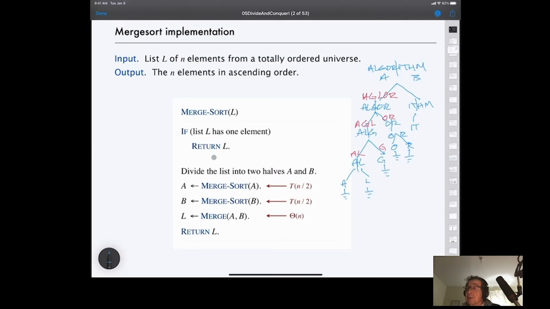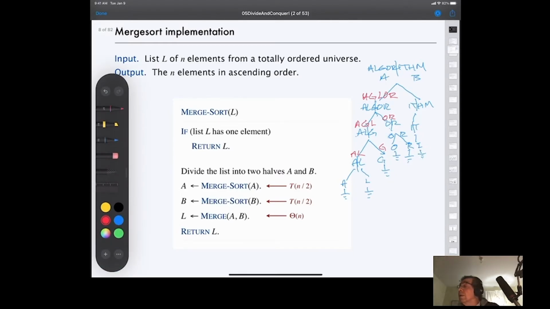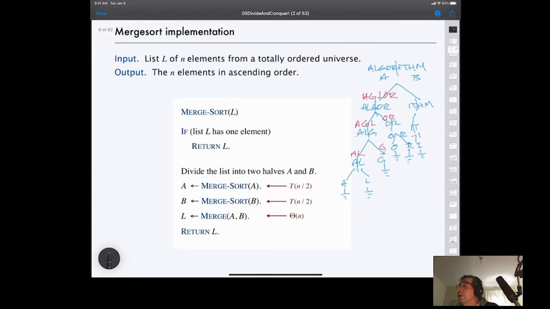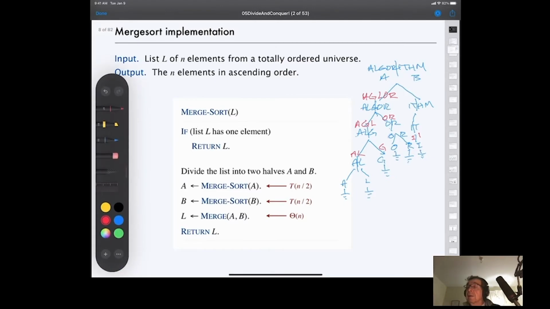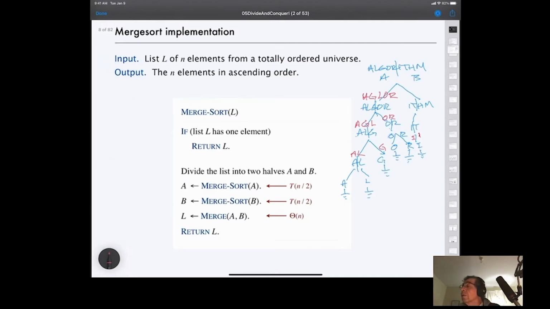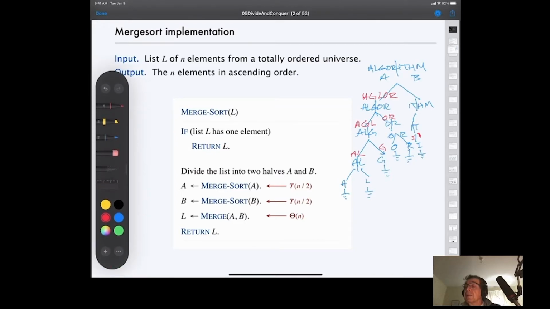So that's 2, which is more than 1. So we divide the list into 2 halves. In this case, we submit I. And you can see that after we submit I, that's what we would return, because it's a single element. So we would return I here, and the left part is already done.